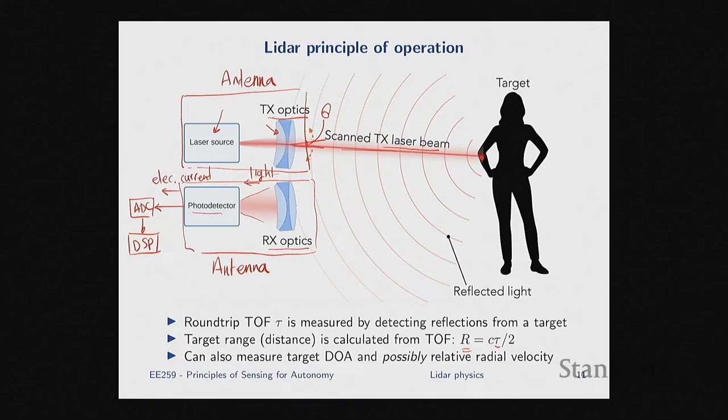We'll talk about how the scanning works. And we'll also talk in detail about photo detection principles and devices that are used. At that point, we can complete a system level description of what a LiDAR should be, like a block diagram-like thing that you have seen in other cases. And then we talk about waveforms and signal processing. OK, so let's get going.